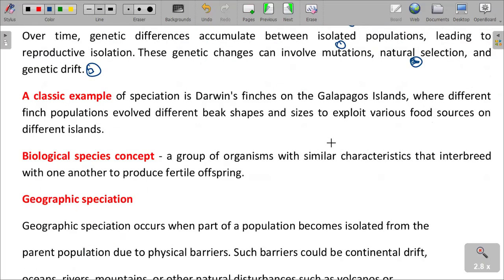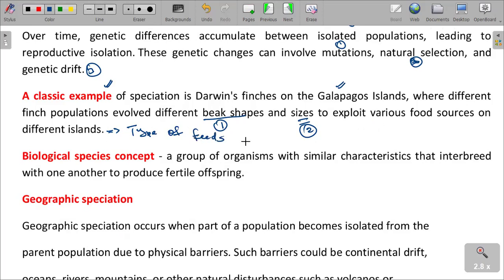So I've got a classic example of geographic isolation, an example of speciation, which is Darwin's finch birds. I'm sure you will remember the Galapagos Islands, where different finch populations evolved different beak shapes and sizes. The beak shapes and sizes were a result of the different exploitation of food resources on the different islands.